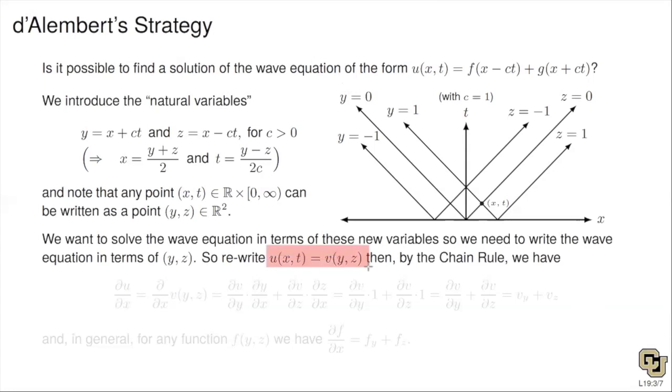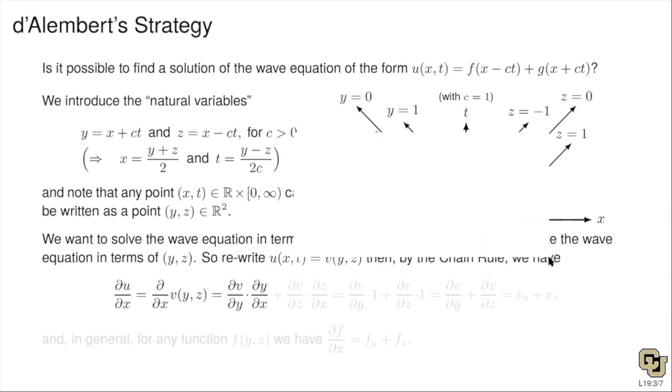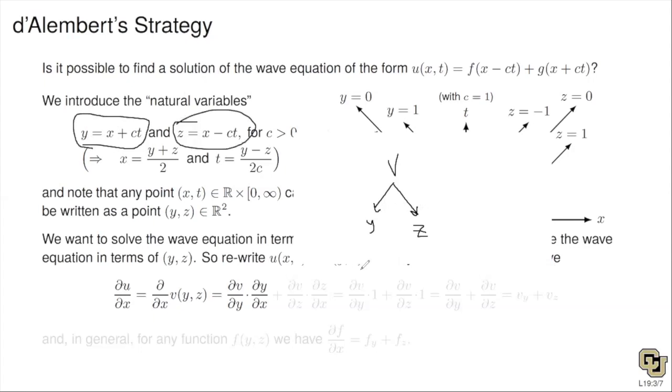Okay, so now here's what we have to do. I need to find the second partial of u with respect to x in terms of y and z. So what we're going to do is a chain rule. Let me just remind you, it helps to have the tree. So here, remember we have a function v, which is a function of variables y and z. Now look here, y and z are functions of x and t. So y here is a function of x and t, and z here is a function of x and t.